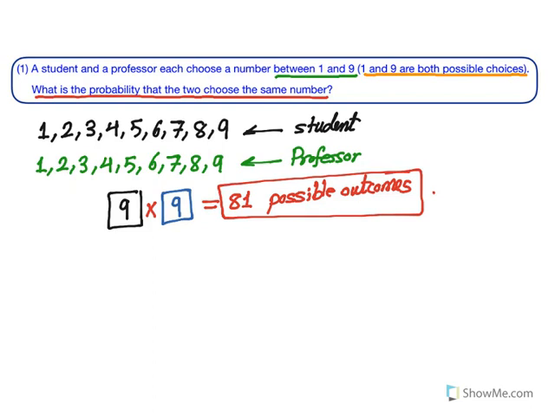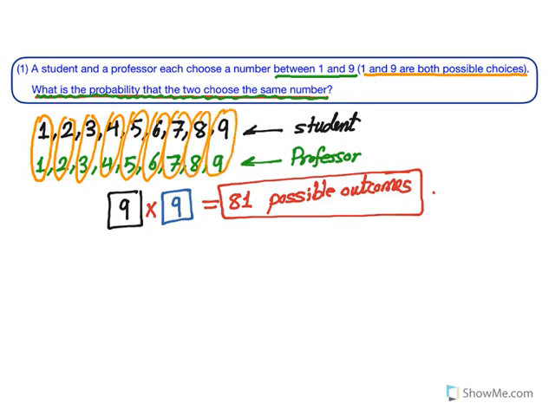But now let's see, how many of these possibilities are what we're looking for? We are trying to find the probability, look again, that the two choose the same number. So when would they choose the same number? If both choose 1, or both choose 2, or both choose 3, or 4, or 5, or 6, or 7, or 8, or 9. So how many possibilities are there? Count them. 1, 2, 3, 4, 5, 6, 7, 8, 9. So we have 9 possibilities.